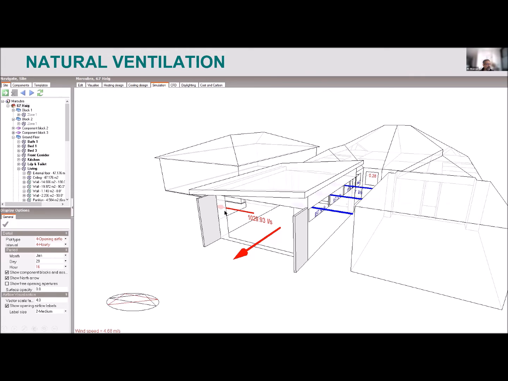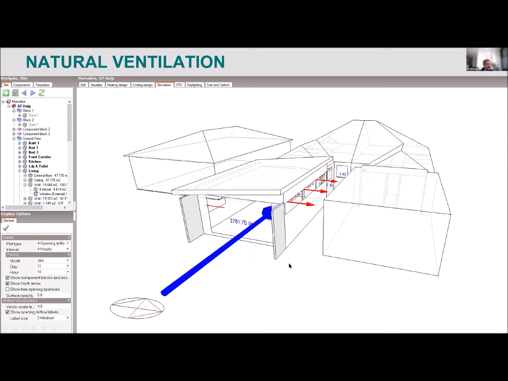So every hour will be different. If I look at another hour, because the wind direction is so different, you can see here, air is coming in through this big glass door. I've got about 25% of that door open and 25% of these windows open. You can control all of that within DesignBuilder, and then it will tell you how much ventilation is taking place. Now, this is not CFD analysis. This is airflow analysis.